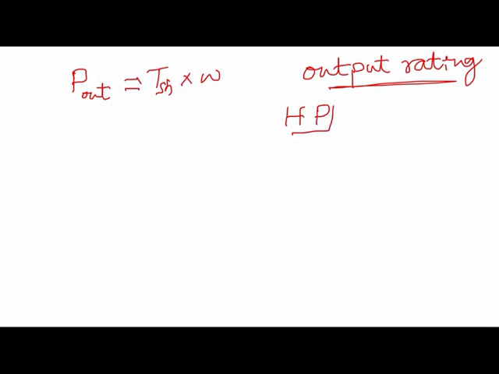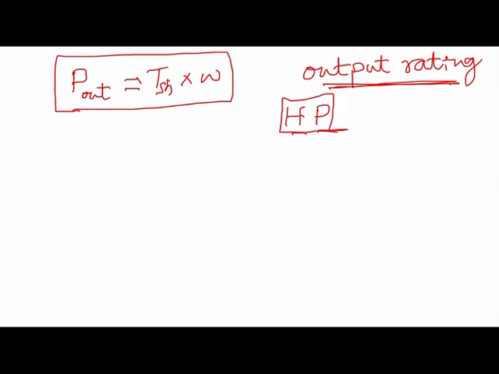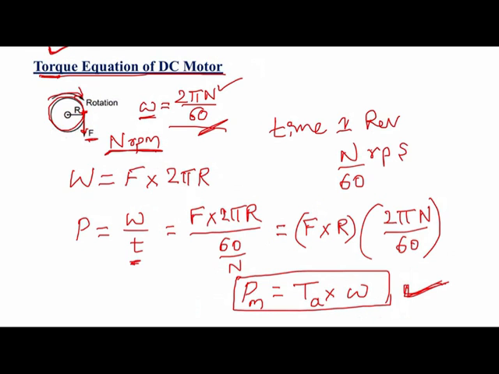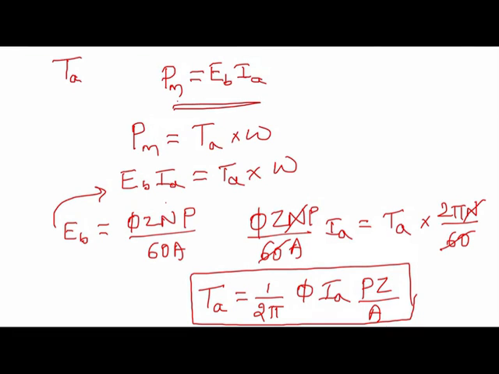You might have heard the HP rating of a motor, it may be 1 HP, half HP, 2, 3 like that. So the HP rating gives the output power of the DC motor. Output power can be calculated by this equation: output power is equal to the shaft torque into the angular speed. We had one more equation for mechanical power, which is the power developed in the armature.